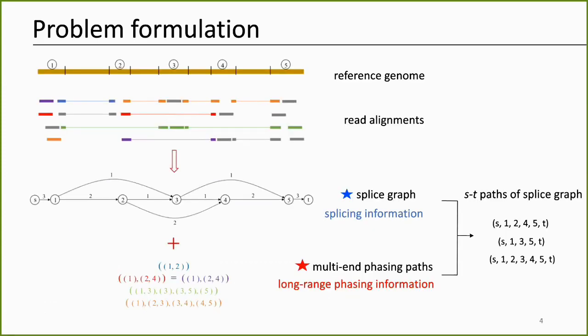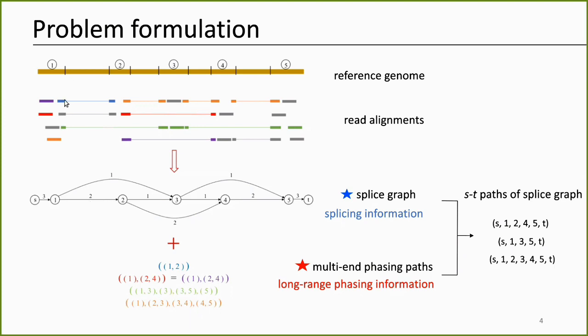This is the formulation of the multi-end transcript assembly problem. The input is a set of read alignments, and here the different colors represent different barcodes. Reads with the same color have the same barcodes, and here those gray reads are reads without any barcode. For each gene locus, we construct a splice graph and a set of multi-end phasing paths. Here, each vertex represents an exon or partial exon, and each edge is added when a read spans two exons, and the weight is how many such reads.